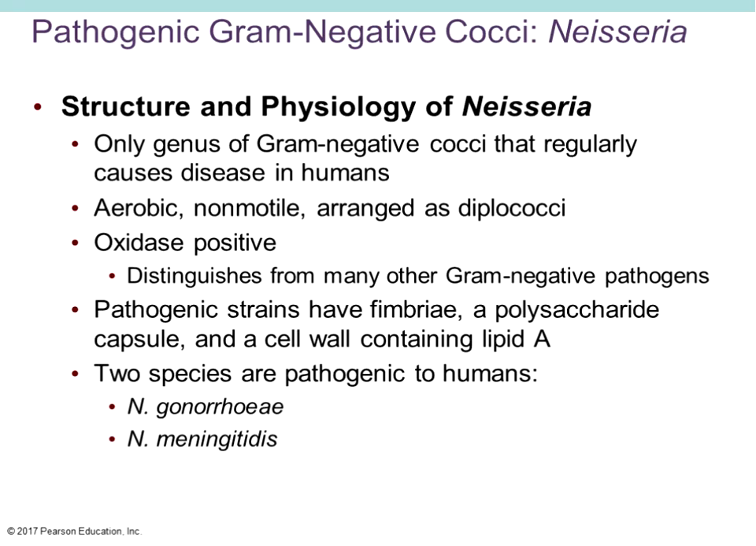Pathogenic strains have fimbriae. Remember, fimbriae are structures that allow for attachment. They also have a capsule, which makes them able to evade phagocytosis. And that lipid A endotoxin, that cell surface marker we just talked about in the previous slide, is also found on Neisseria. There are two species that we know are pathogenic to humans: Neisseria gonorrhoeae and Neisseria meningitidis.